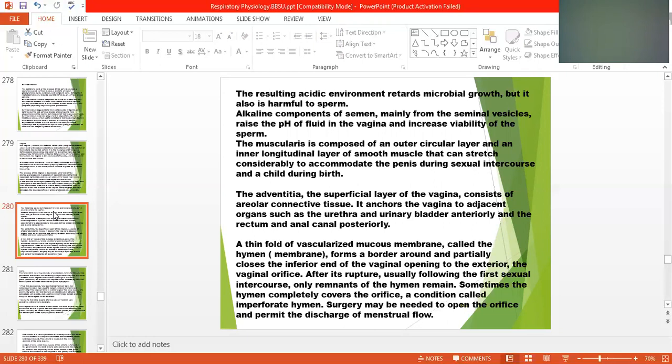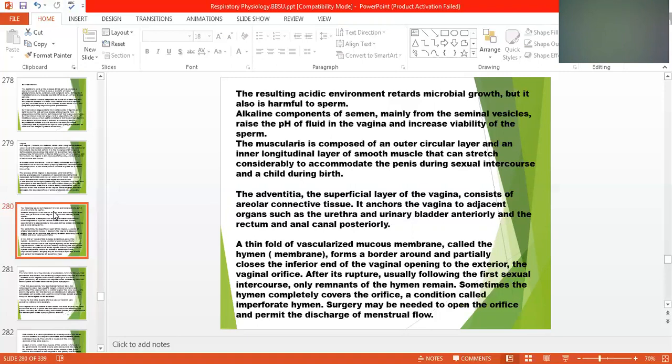The muscularis is composed of an outer circular layer and an inner longitudinal layer of smooth muscle that can stretch considerably to accommodate the penis during sexual intercourse and childbirth. During childbirth, the child's head is about 13 centimeters, and it is difficult to come through that passage.